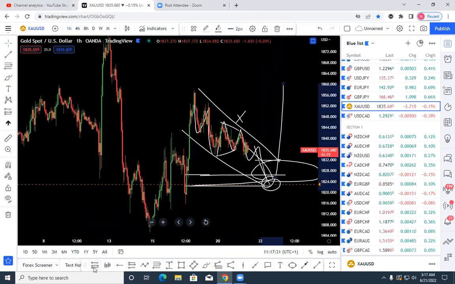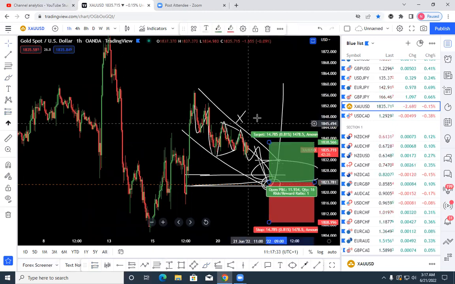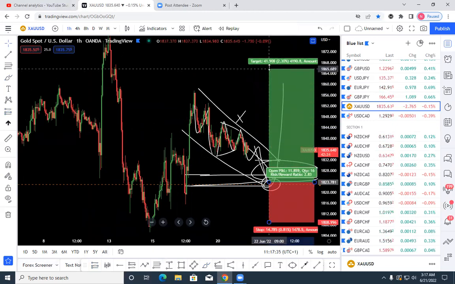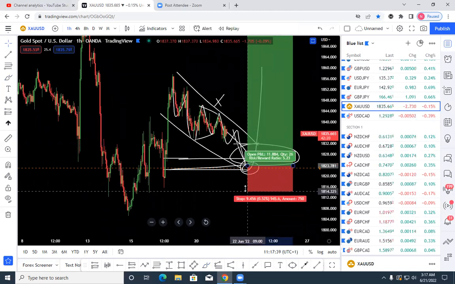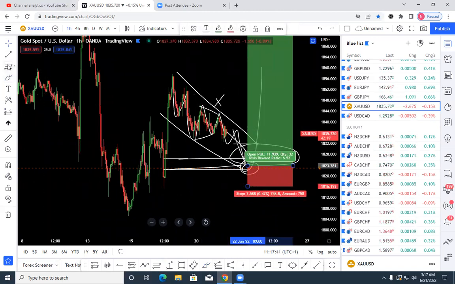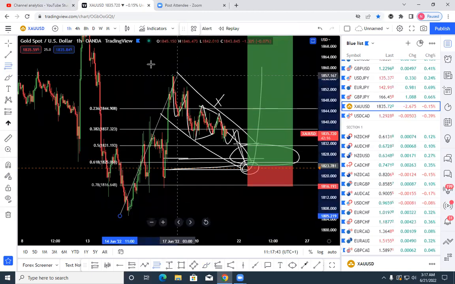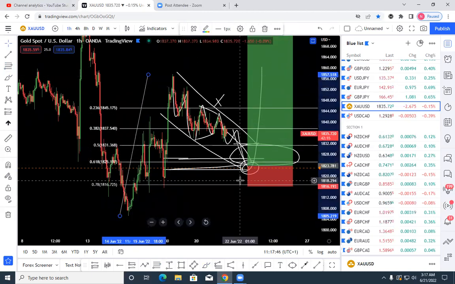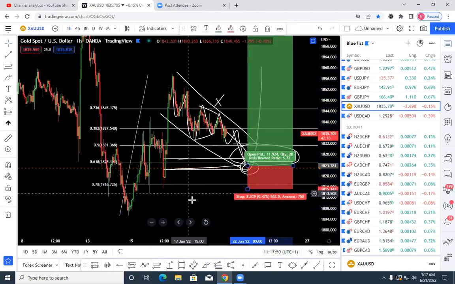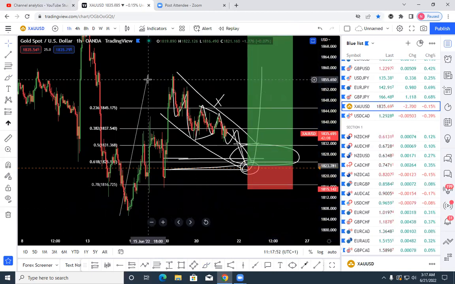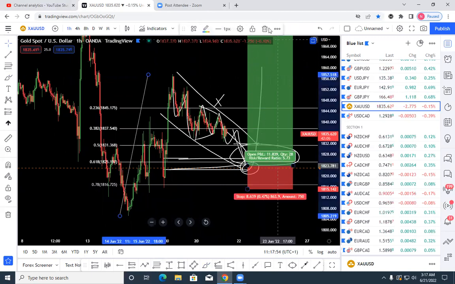So what am I targeting, guys? I'm targeting this level to make a move to the upside. Where's the stop loss? Just below the 78% retracement from this level to this level. This is 78. My stop loss will just be just below it. That's all. That's the rule. This is a rule-based trading technique, guys. All right.